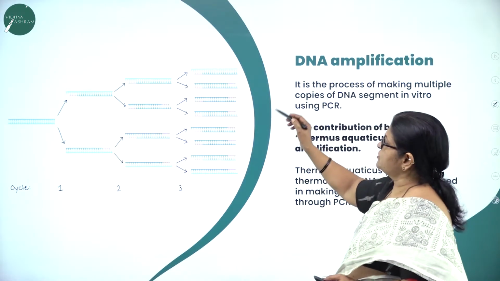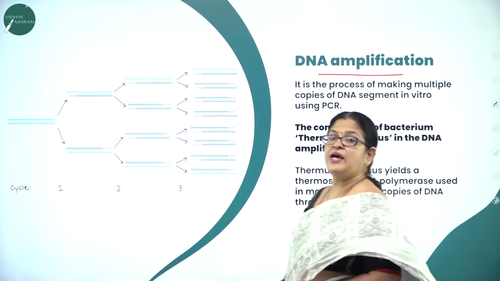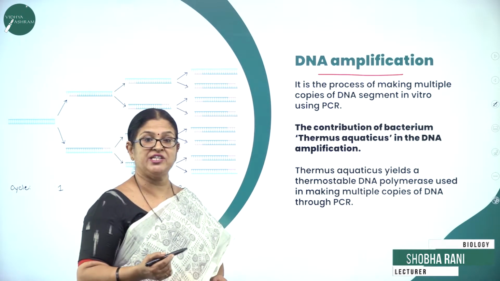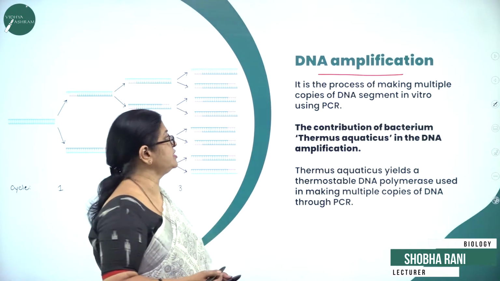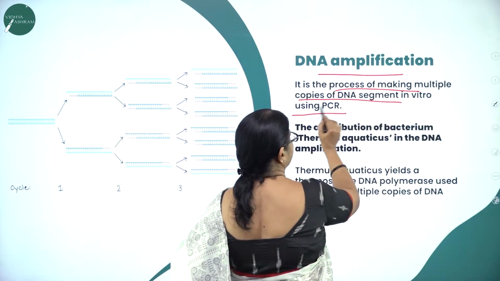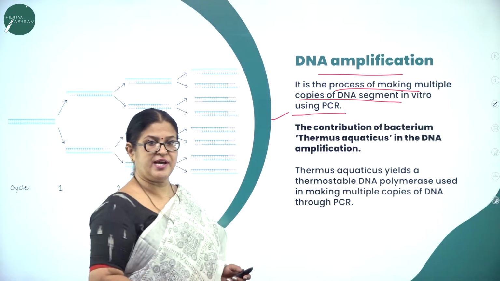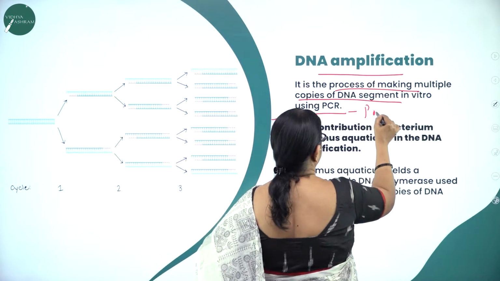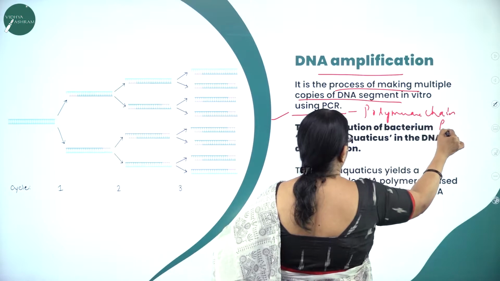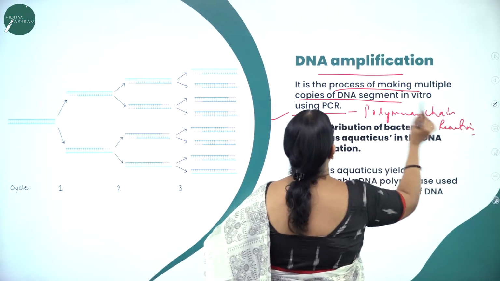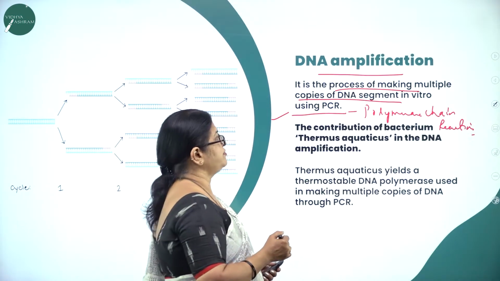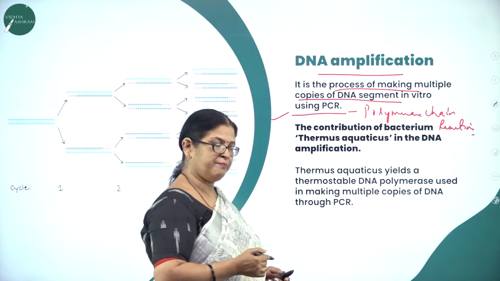So as you can see in the picture, DNA amplification. The very word itself will tell you what it is. Amplification means multiplication. So it is a process of making multiple copies of a DNA segment in vitro using PCR, that is, polymerase chain reaction.